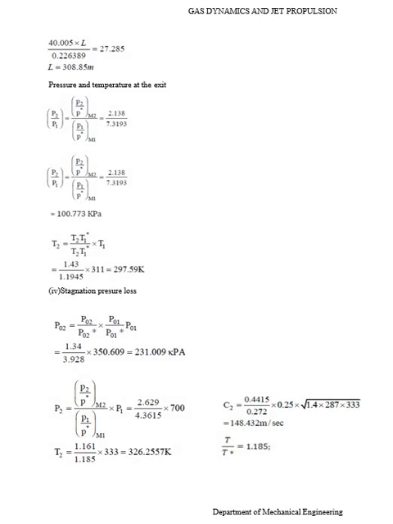Then find out the stagnation pressure loss. P02 equal to P02 divided by P02 star into P01 divided by P01 star into P01. Then P02 equal to 231.009 kilopascal.